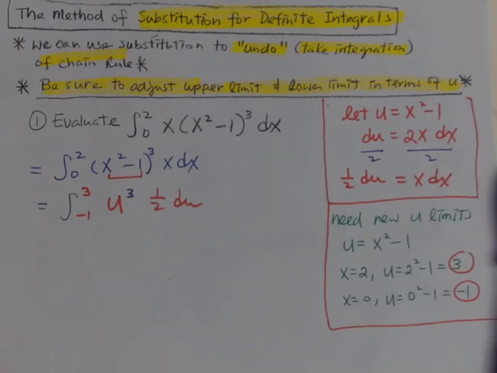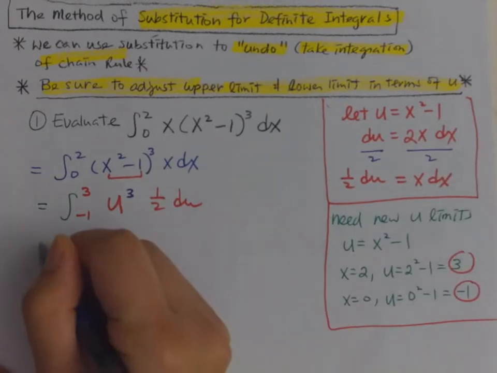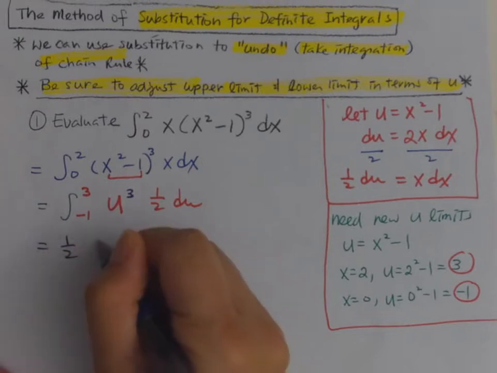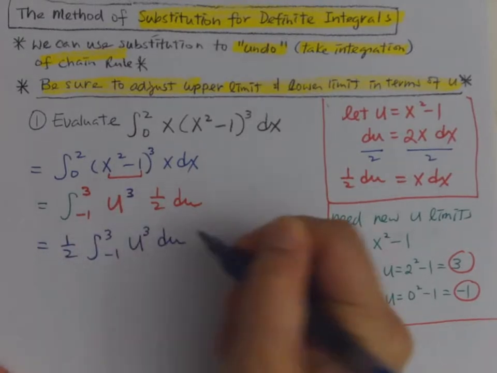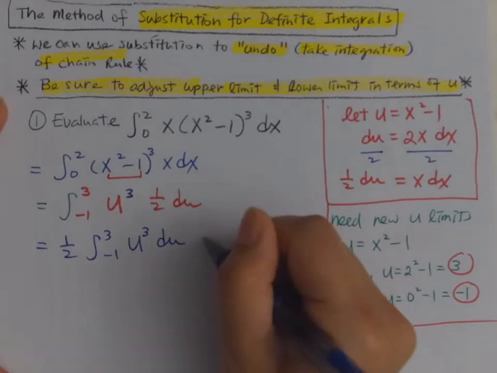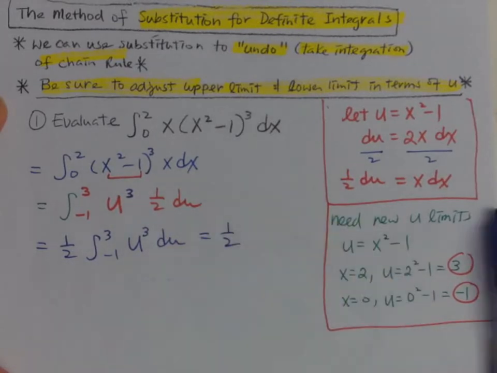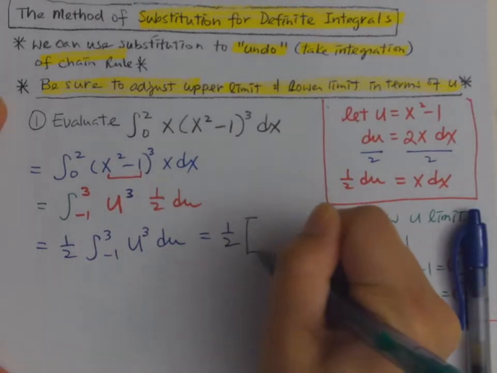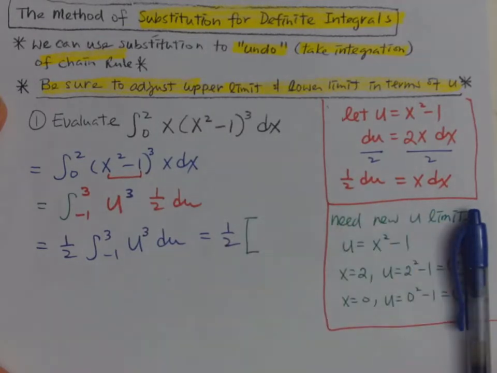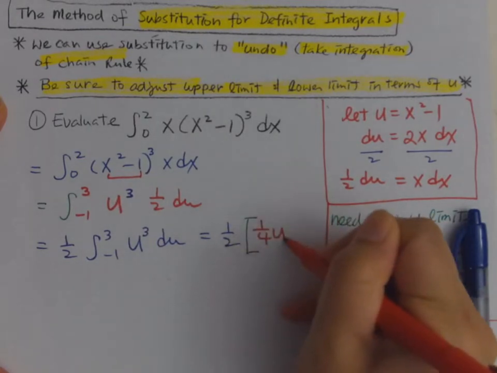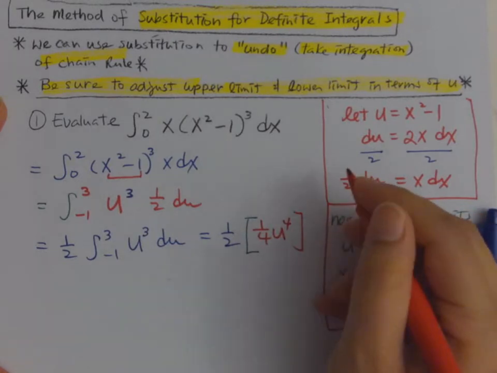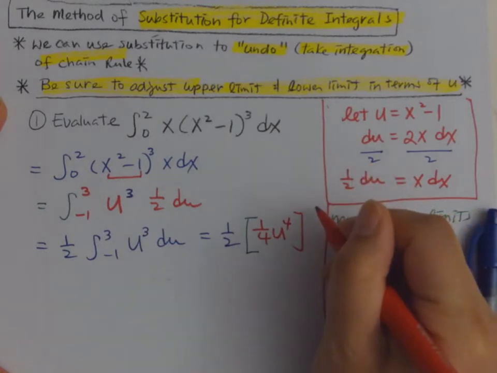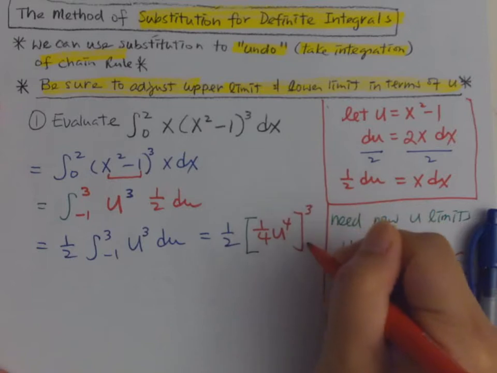So after that, we can start taking the integral, right? I can pull a 1/2 out, and then u to the third du. Then start taking the integral: this will mean 1/4 u to the 4. And after I take the integral, the integral sign is gone, right? But I need to write down my new limits, 3 and -1.